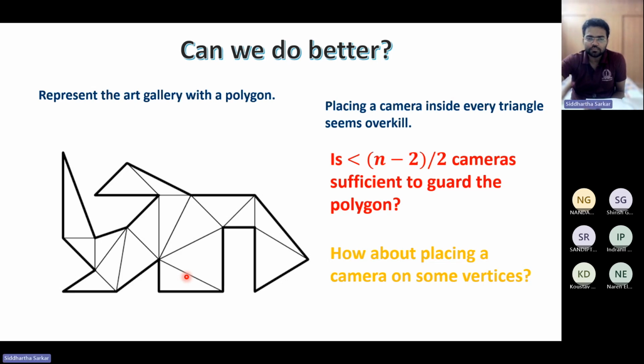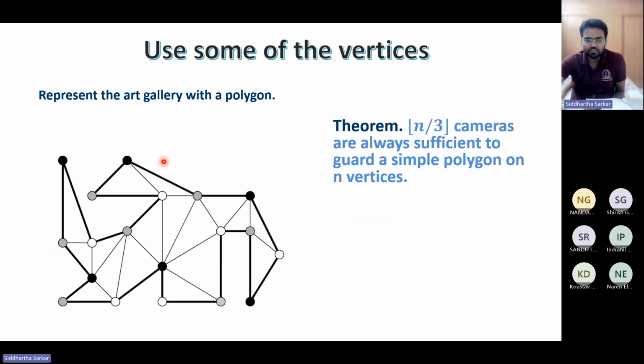So it turns out, anybody has any suggestions? Otherwise, I'll suggest something. So it turns out that if you look at the graph consisting of the edges of the polygon and the diagonals, so this is the graph. The vertices are the vertices, and the edges of the graph are diagonals as well as the sides of the polygon. Then this graph is three colorable.